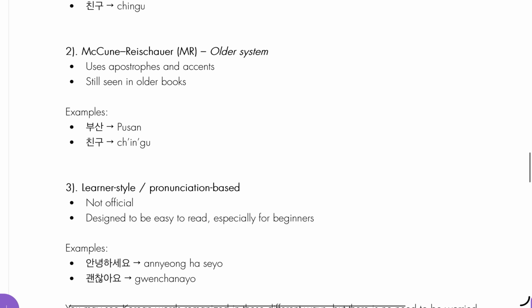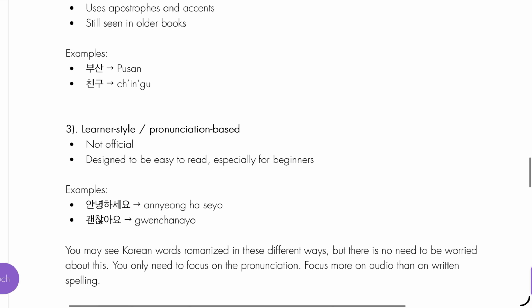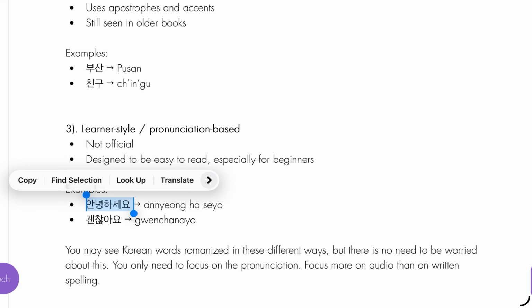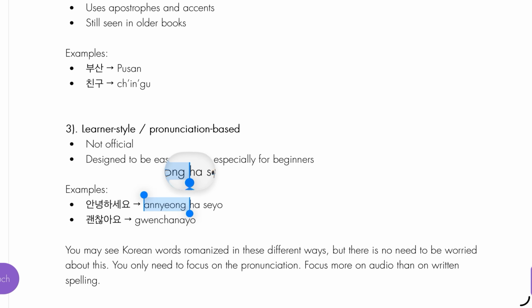And then this is the one that I try not to use romanization, but whenever I do, this is the type that I usually use. It's the learner style, pronunciation based. This one is not official, but it's designed to be easy to read, especially for beginners. So this is the first word we had earlier. 안녕하세요. So this gets split up like this. Sometimes when there's a lot of syllables, you might split it up. 안녕하세요.